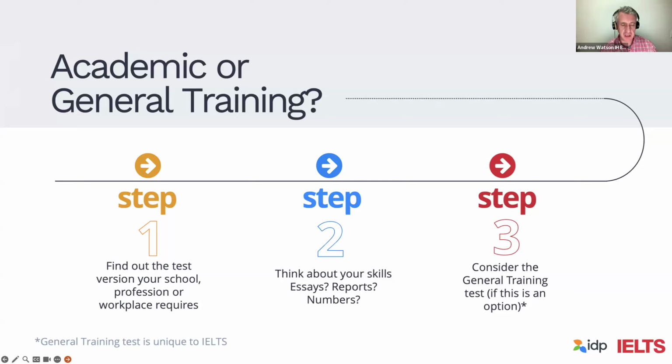So, step 1, the version of IELTS you take and the score you need will depend on your visa requirements and the requirements of the institution at which you plan to study or your employer or profession. Right? So you've got to find out, get the students to do a bit of research, yeah?